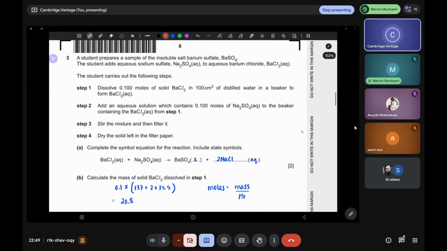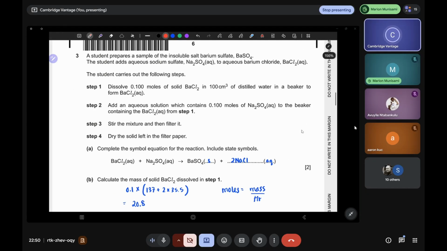So the next question, question number 3, is going to be about stoichiometry. It's going to be about moles calculations, and this is one of my more favorite chapters. I don't know what you think, but I like this chapter a lot, mainly because it's related to math and I like math. So let's look at number 3.